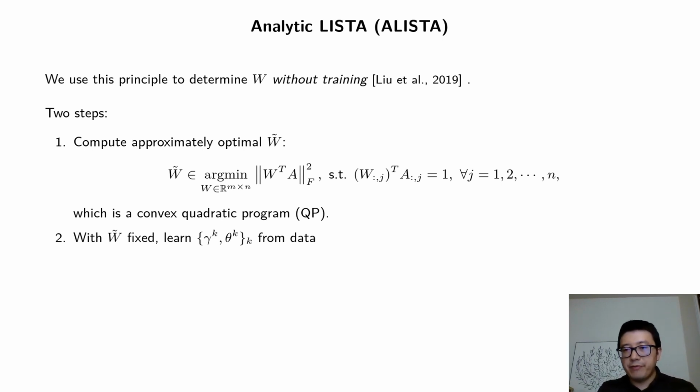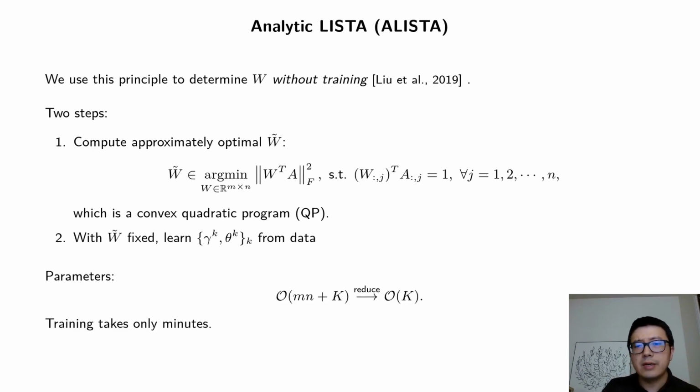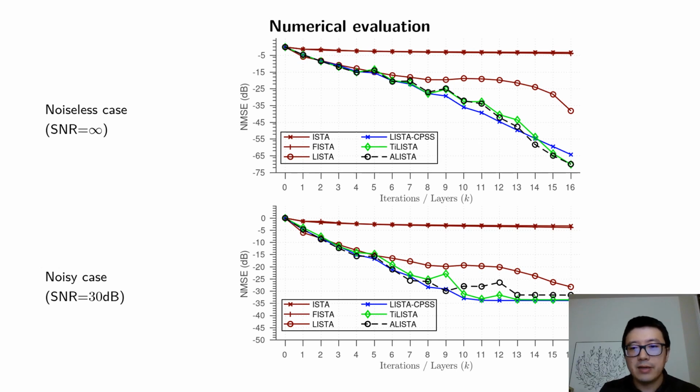With W fixed, there remain two sequences of scalars to learn: one is the step size, the other is the thresholds. This again significantly reduces the number of parameters. You basically get rid of W, so you only have about 32 parameters to train when the network has 16 layers. The training only takes minutes. And then we test it. Amazingly, the results are just as good.